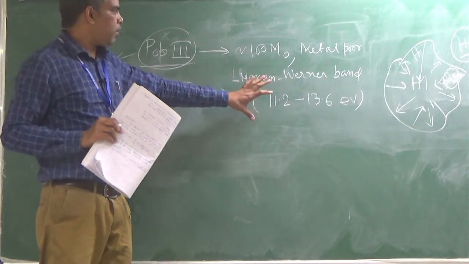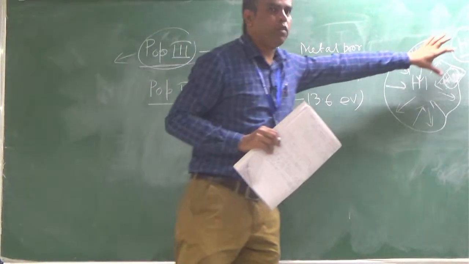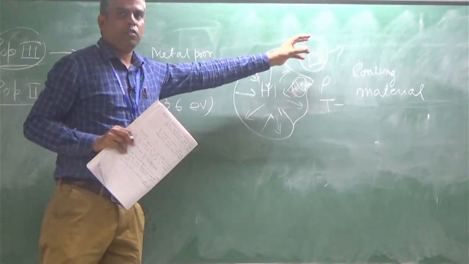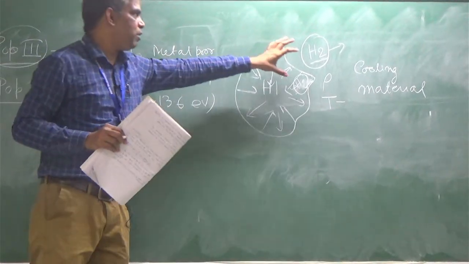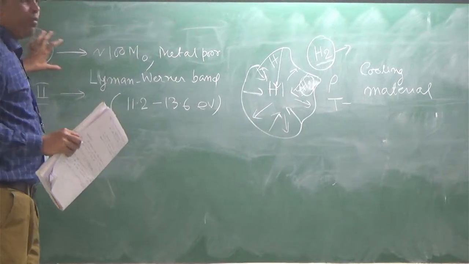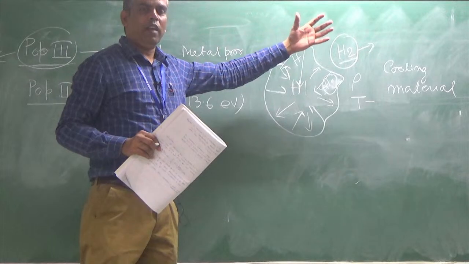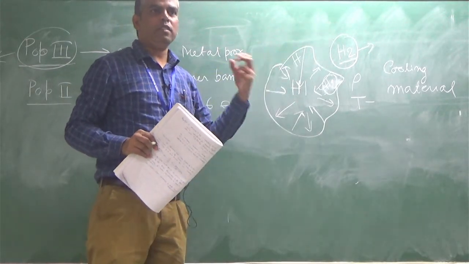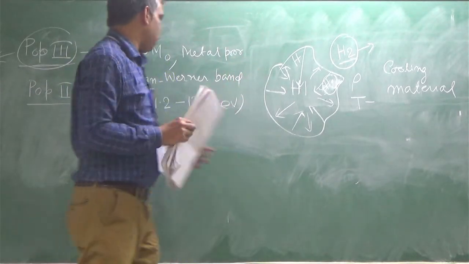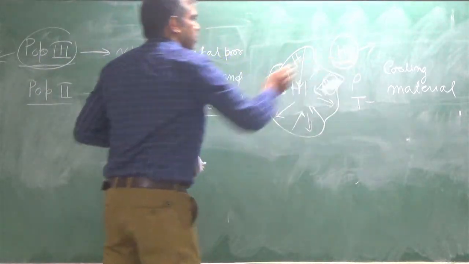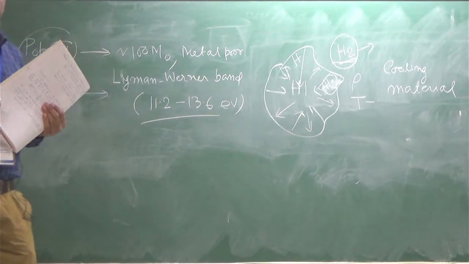Those Lyman-Werner band photons actually dissociate molecular hydrogen. Molecular hydrogen is the one which helps to form these stars. But the photons from those stars are dissociating them, and it is acting as negative feedback. Because of this, the molecules are dissociated and destroyed.